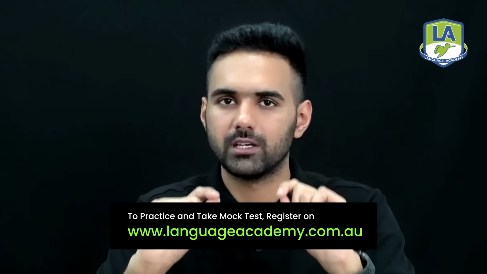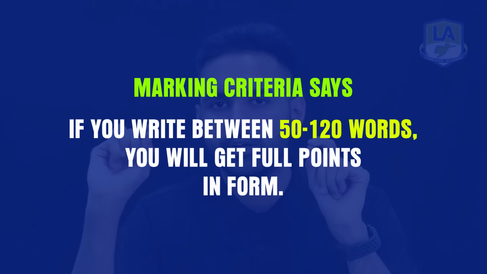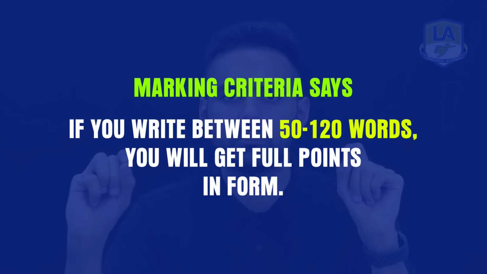But one thing you have to be careful about. I was confused about this. When I had a look before going for the test, I looked at the marking criteria. Marking criteria says if you write between 50 to 120 words, you will get full points in form. But when I went for the test, the prompt says try to write at least 100 words. So in the first email, I just wrote 94 words, and when I went to the next email, I had a look at the prompt and it says write at least 100 words, and I freaked out. I was a bit nervous about it.